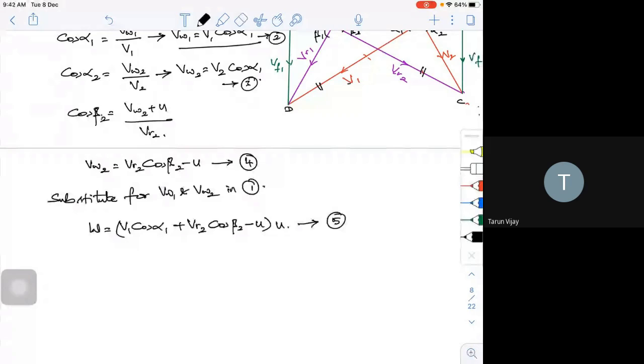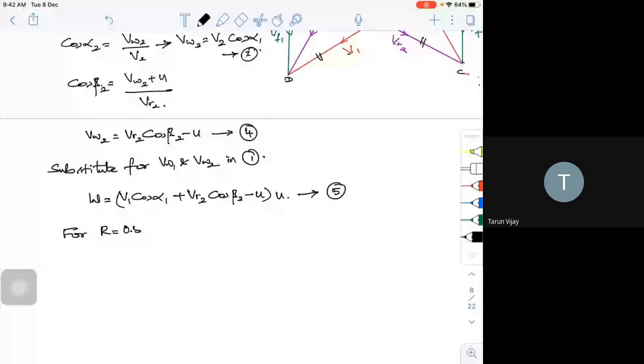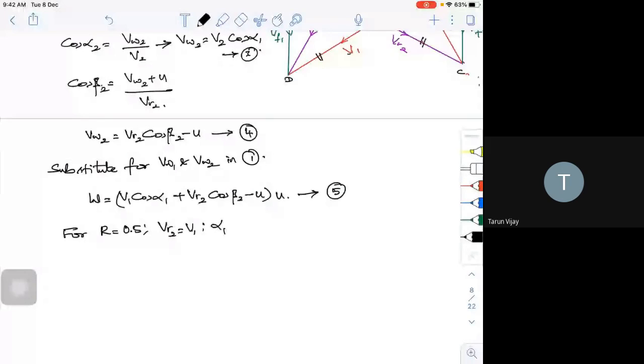See, as I told, for R equal to 0.5, your VR1 is equal to VR2, and your alpha 1 is equal to beta 2. Why is it so? Because of the symmetric triangle. Look at this particular thing.